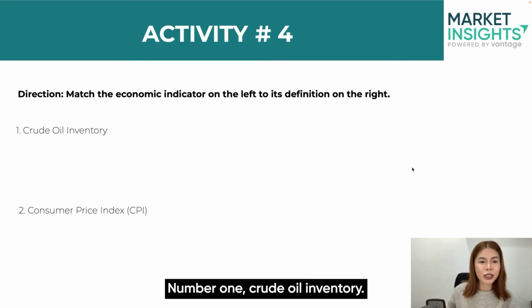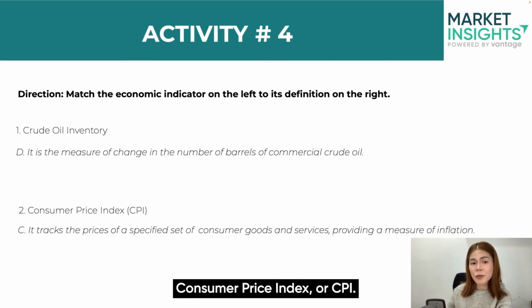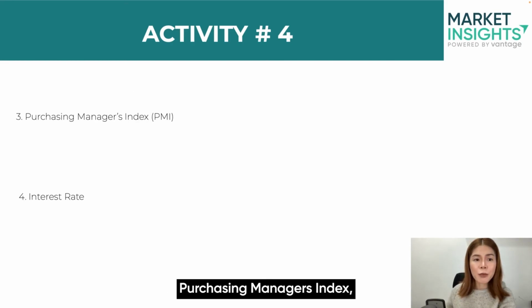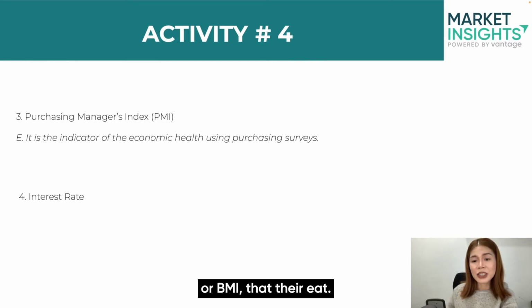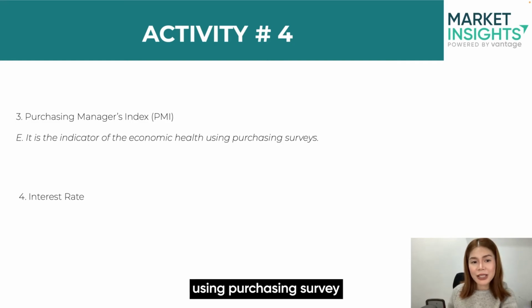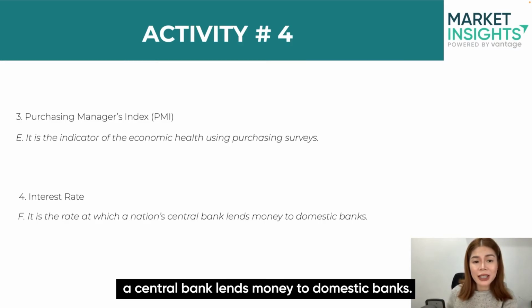Number 1, crude oil inventory. This is letter D. It is the measure of change in the number of barrels of commercial crude oil. Number 2, consumer price index or CPI. Letter C. It tracks the prices of a specified set of consumer goods and services, providing a measure of inflation. Number 3, Purchasing Managers Index or PMI. Letter E. It is the indicator of economic health using purchasing surveys. Number 4, interest rates. Letter F. It is the rate at which a nation's central bank lends money to domestic banks.